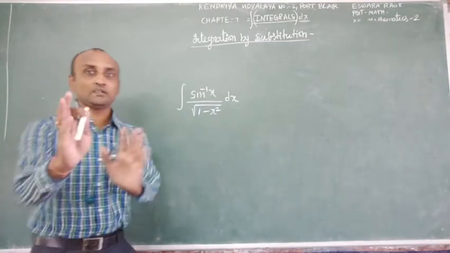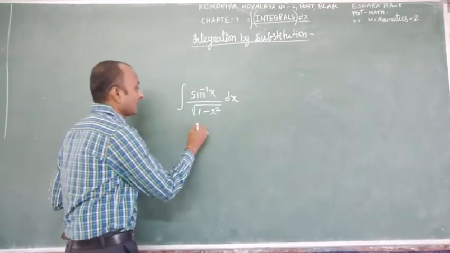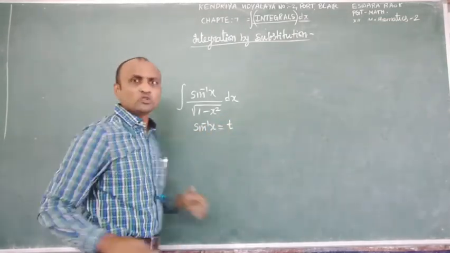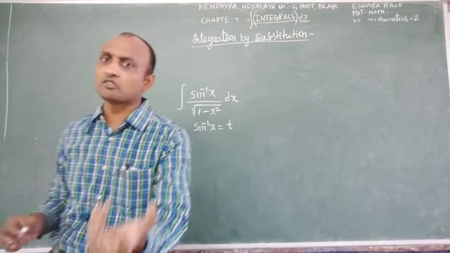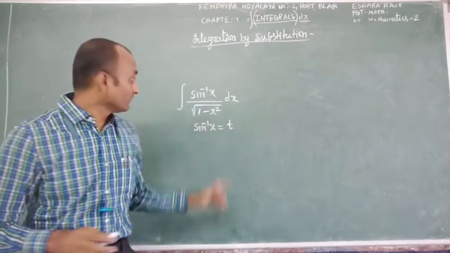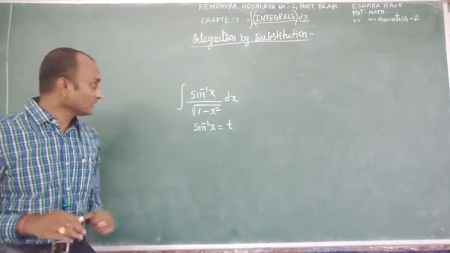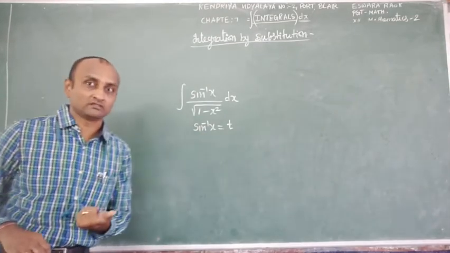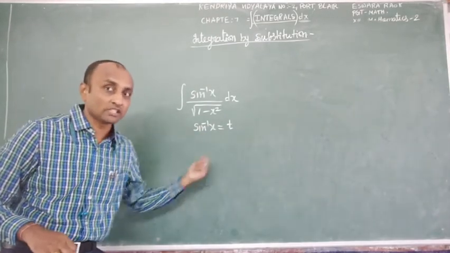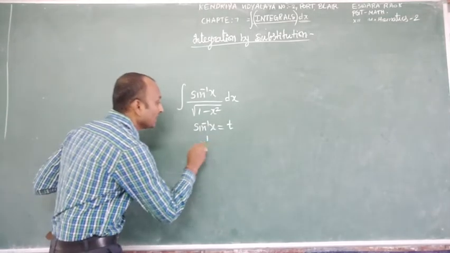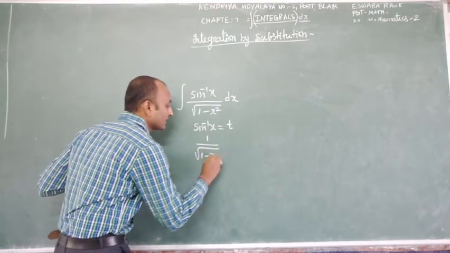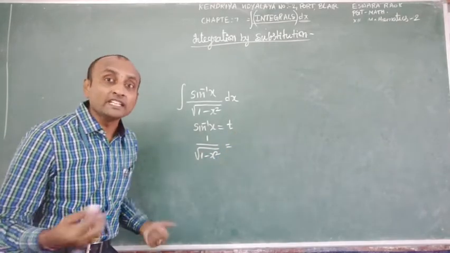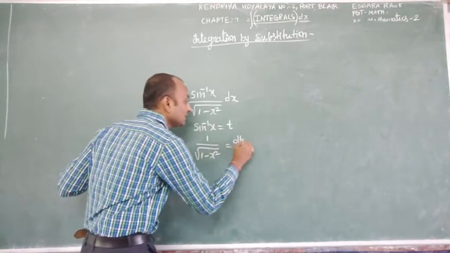Let us see the process. I take sine inverse x is equal to t. In almost all problems we take t, sometimes y, sometimes z. Sine inverse x is equal to t. Then what is the derivative of sine inverse x? Always with respect to x. The derivative of sine inverse x is 1 by root over 1 minus x square, which is equal to the derivative of t, dt by dx.